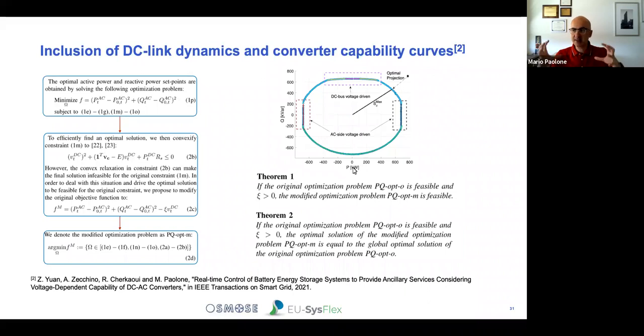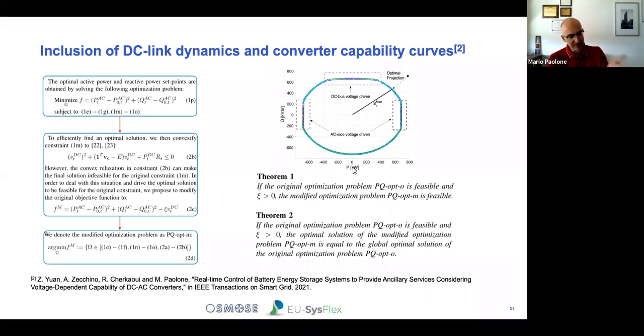The problem is that this capability curve is not constant, but actually compresses and enlarges as a function of the DC and AC voltage. So when you couple your grid forming or grid following controller with your optimal controller, you have to take into account the dynamics of the AC and DC links.